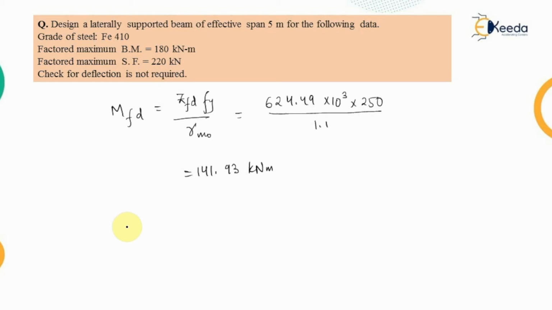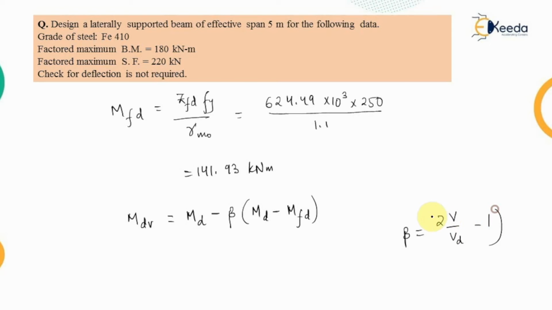Now we need to check the design value. So for that, in high shear case MdV is calculated as the overall value, that is MD value minus a reduction factor, calculated as beta, times the difference between the MD value and MFD value, that is the value which is corresponding to the shear area. So this is the reduction factor for the shear area. So for that we will be calculating this shear factor. So this reduction factor is given by a ratio of 2 into V divided by VD minus 1 its square.